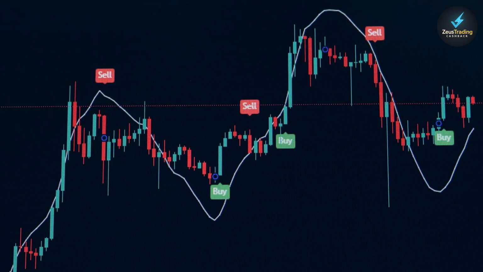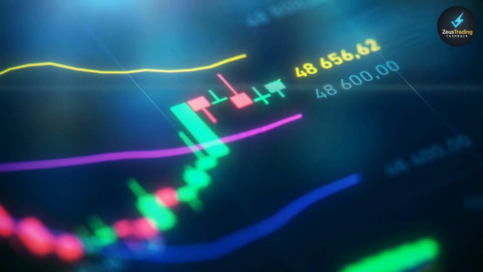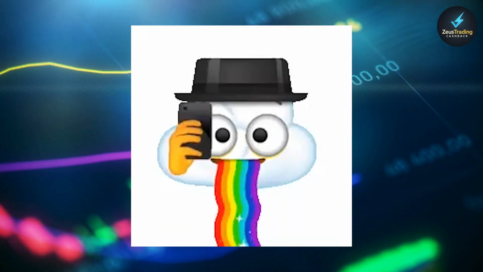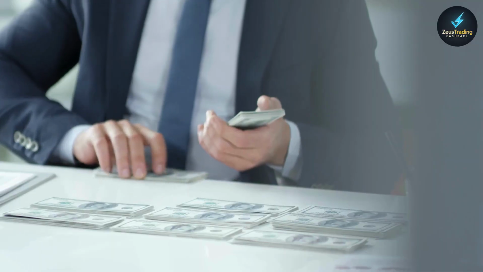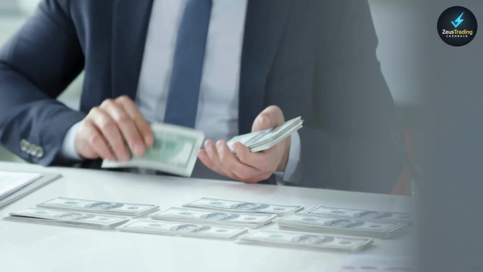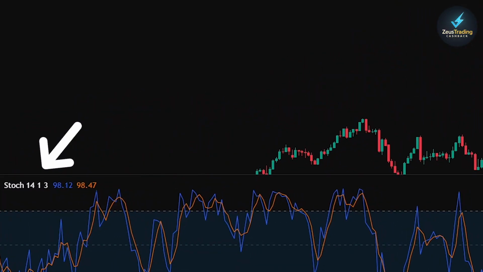There are thousands of indicators out there, in every color and every complicated formula you can imagine. Some make your chart look like a rainbow, others look more like a math maze than a trading tool. But the truth is, only a handful of them can actually help you make consistent profits. And the stochastic oscillator is one of those few.